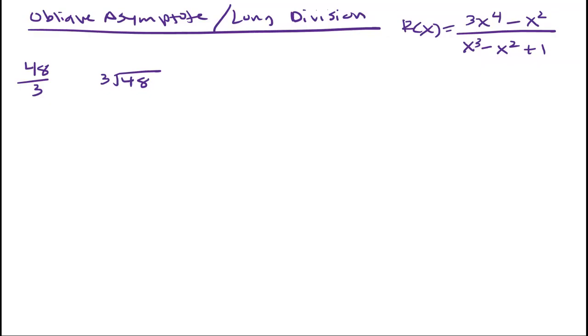Okay, so the last part here we're going to talk about is finding oblique asymptote. Okay, and in order to do that, we need to do long division. Okay, so just to kind of refresh your memory on division.